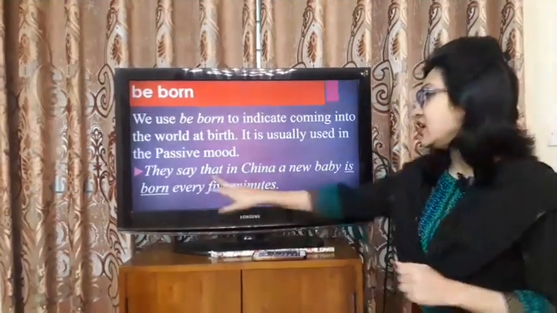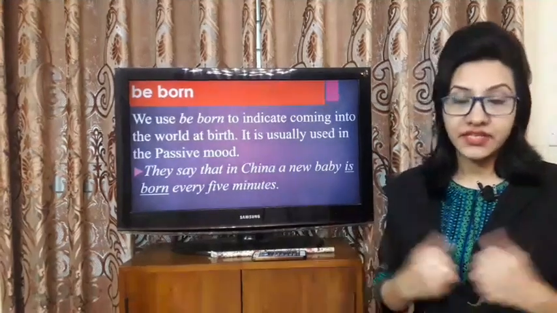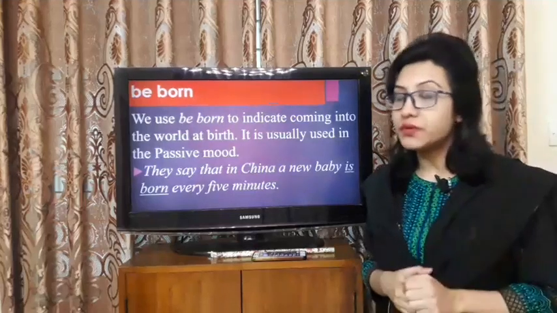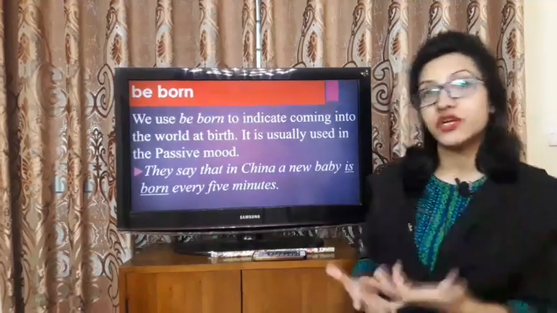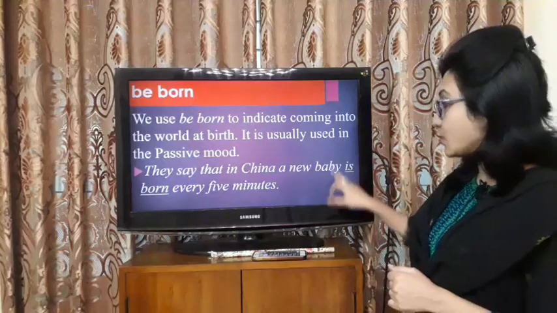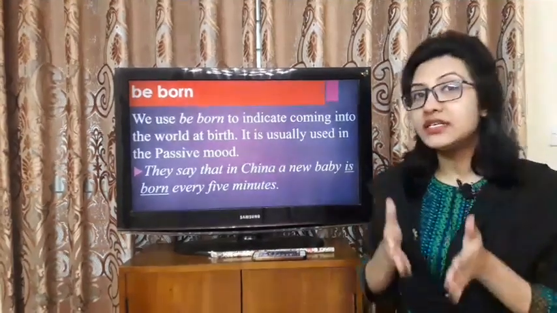So here the sentence is written in simple present. Look at the whole sentence, it is in simple present tense. Since it is in simple present tense, it is a kind of general fact or truth. For that reason, is born has been used here. So is has been used here because it is written in simple present tense.